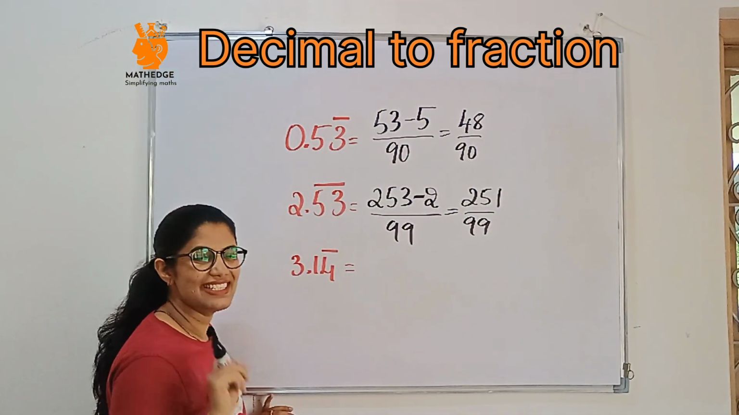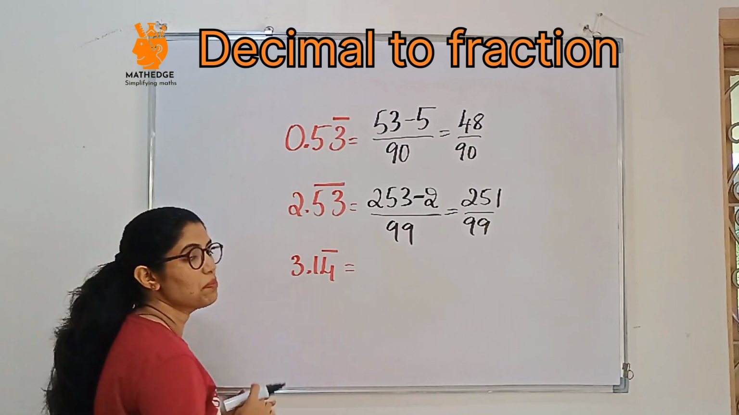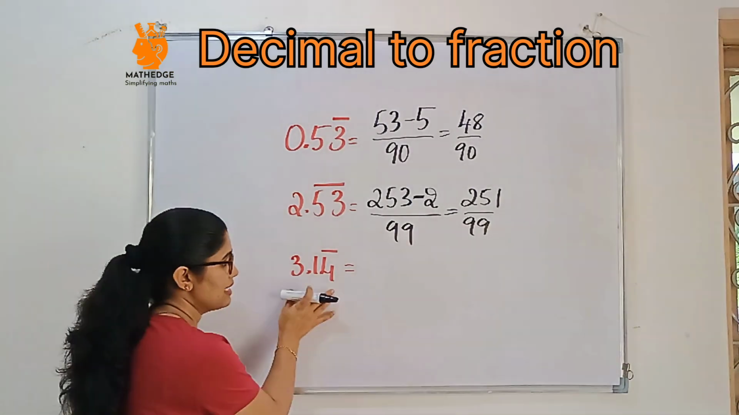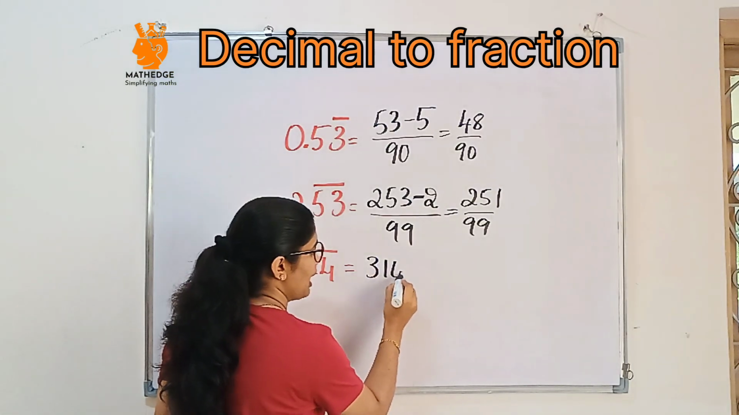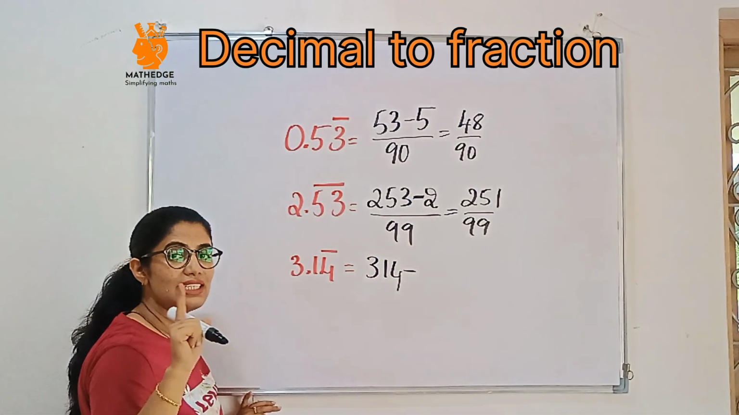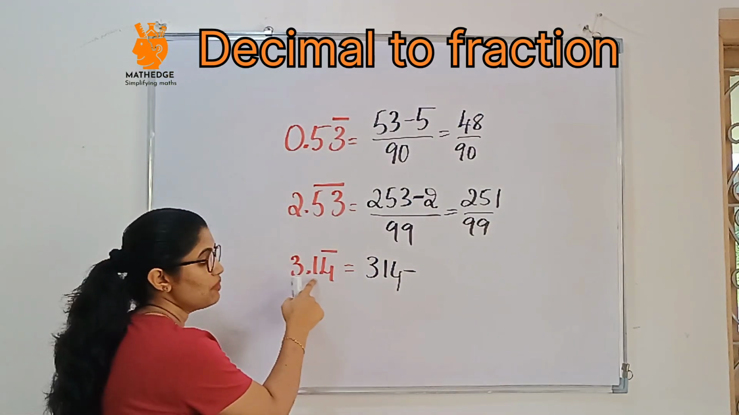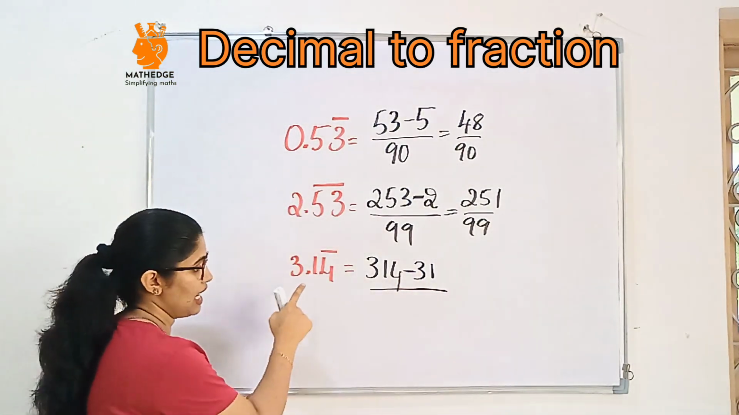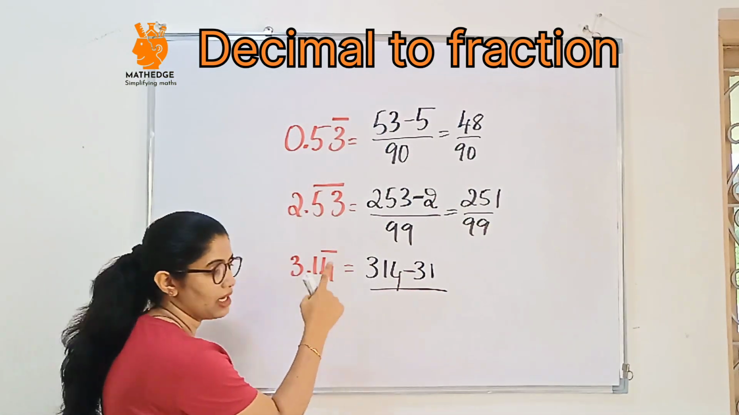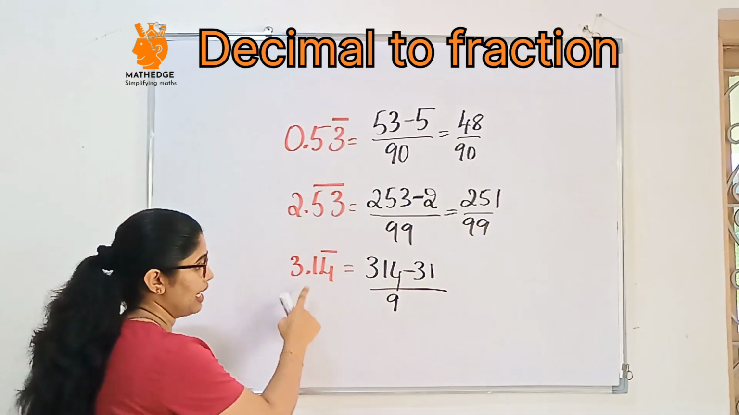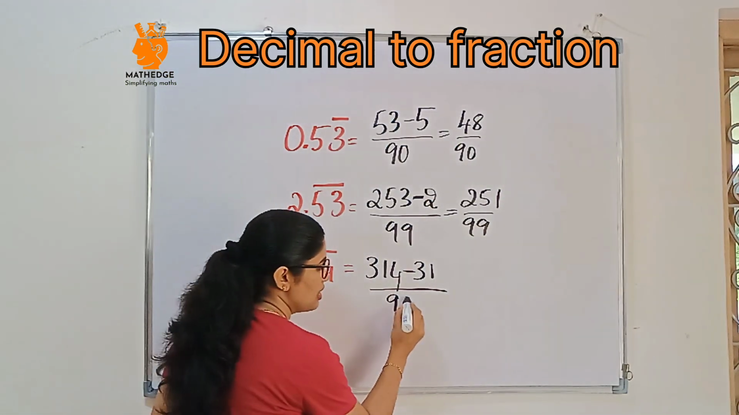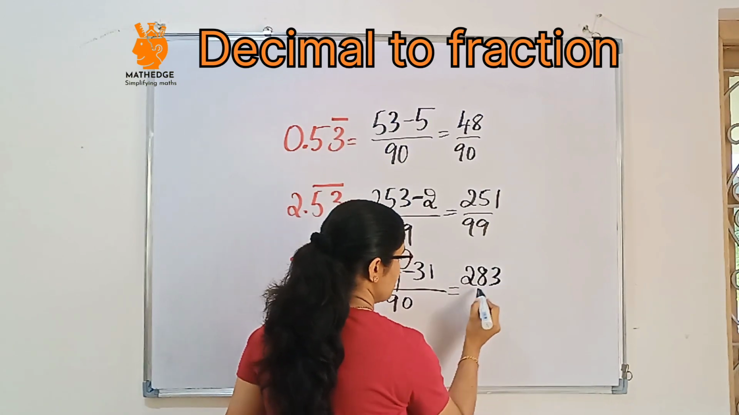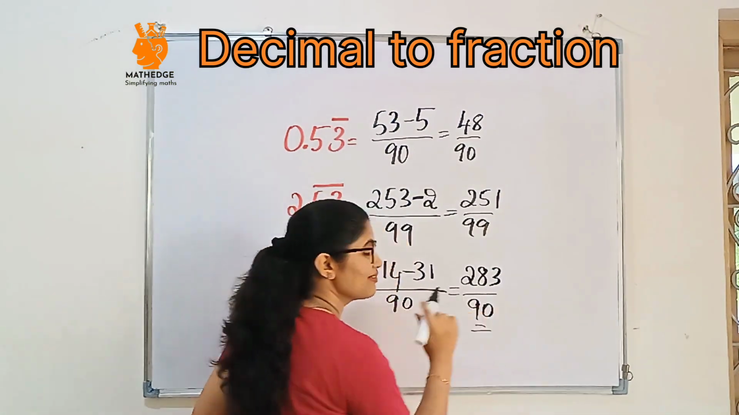Cool, right? It's easy. Next, let us do 3.14 where the bar is only for 4. Write the number as it is, so 314, and subtract the number that does not contain a bar. Here we have 31, right? So write 31, divided by. After the decimal, 4 contains the bar, so for that we will write 9, and 1 does not contain a bar, for that we will write 0. Then 283 divided by 90.